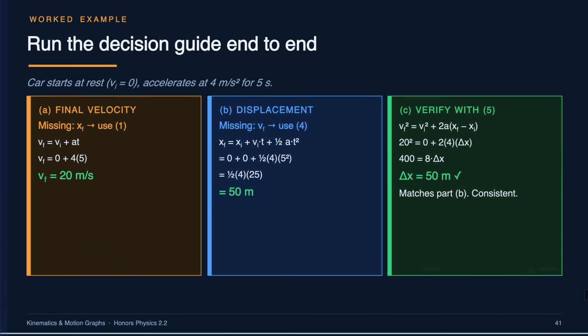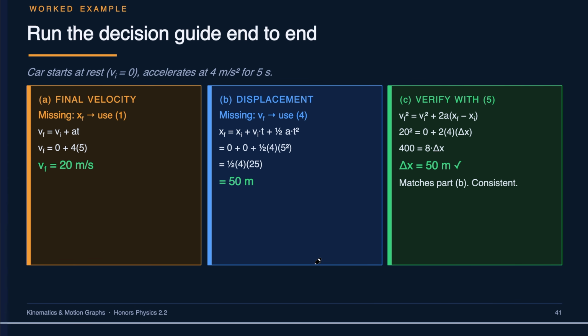So for example, I'm going to give you an example question, which I'll walk through with you. A car starts at rest and accelerates at 4 meters per second squared for 5 seconds. First, I write all the variables I have. A is equal to 4 meters per second squared. T is equal to 5 seconds. Velocity initial is equal to 0 meters per second.